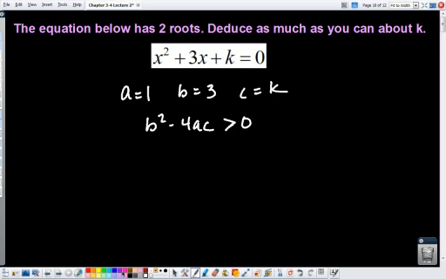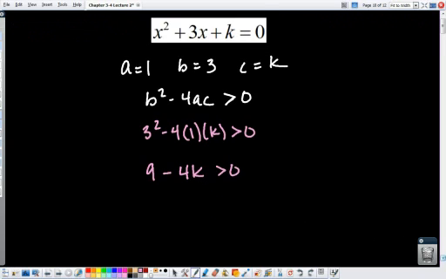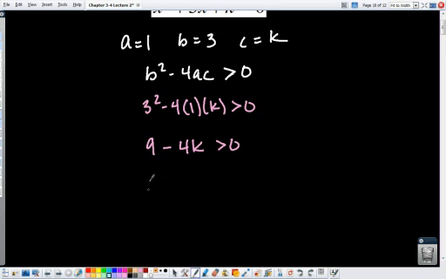So we're not getting a single number out, we're going to be getting a range of possible values. So b squared is 3 squared minus 4 times 1, and c is k, is greater than 0. So we have 9 minus 4k is greater than 0. So I'm going to subtract 9 from both sides. I have negative 4k is greater than negative 9.